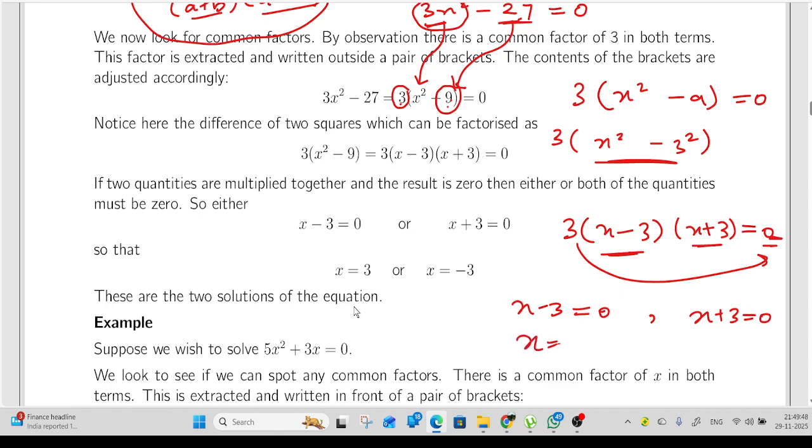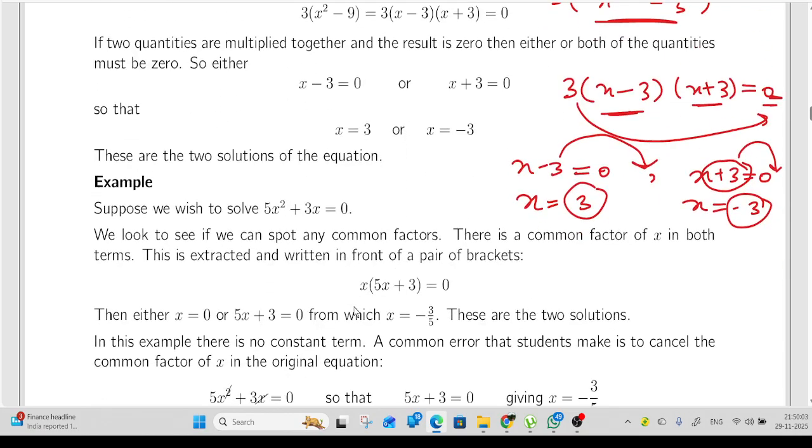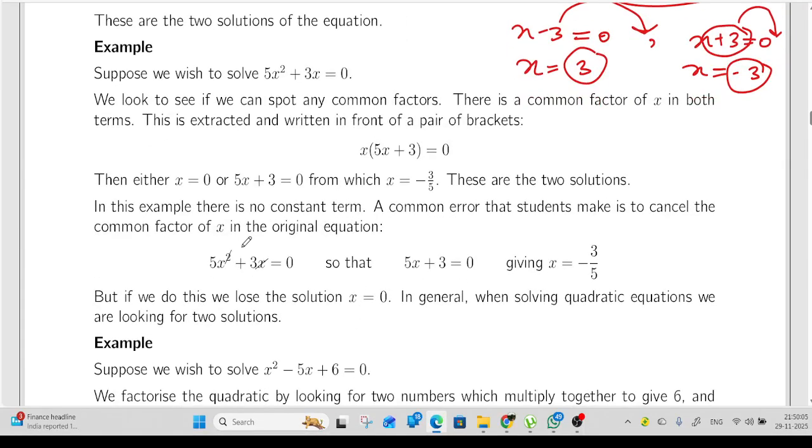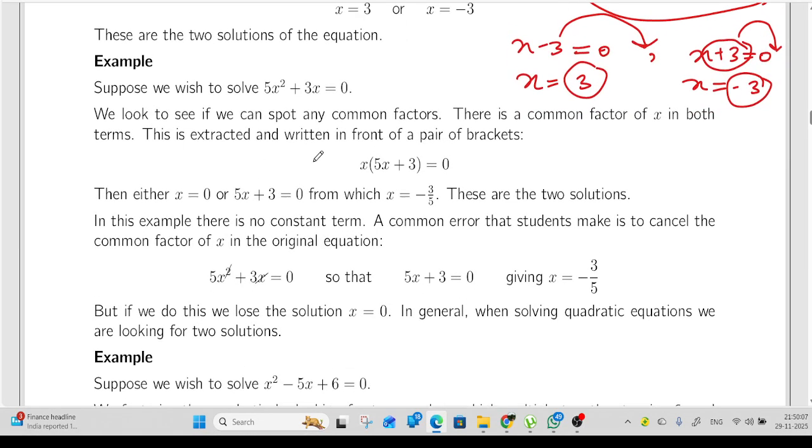Now from here we get x is equal to 3, and from here we get x is equal to minus 3, because when you move this negative 3 to this side, you get a positive 3, and when you move this positive 3 to the other side of the equal sign, you get negative 3. So that's how we solve a quadratic equation using factorization. Let's see one more question.